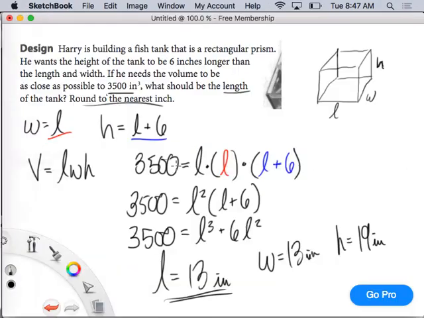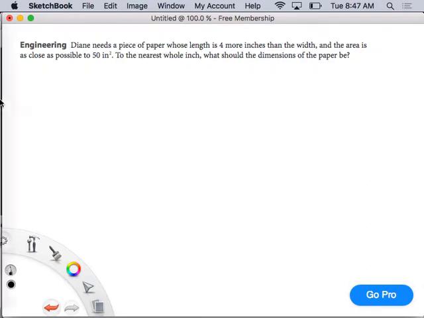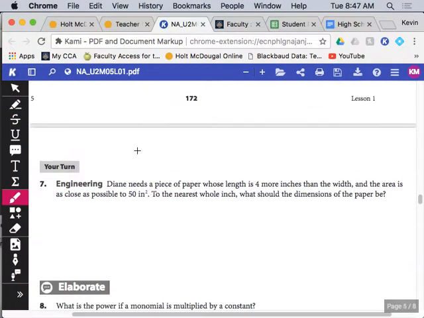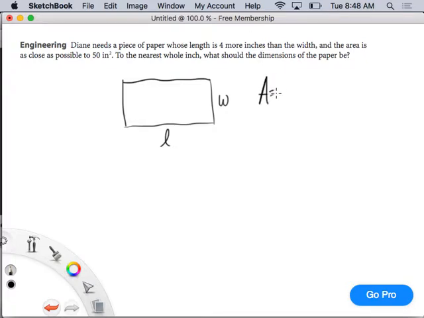Number 7, engineering. So this is at the top of page 173. So Diane needs a piece of paper whose length is 4 more inches than the width. Okay, so here's my piece of paper, here's my length, here's my width. Okay, and the area is as close as possible to 50 inches squared, 50 square inches. So the nearest whole inch, what should the dimensions of the paper be? So it's asking for the width and the length.